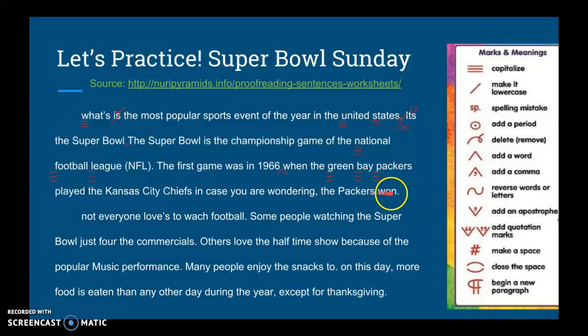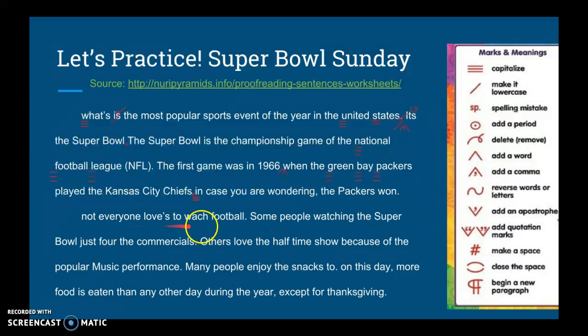In case you are wondering, the Packers won. That kind of sounds like it needs to be a new idea. So what we can do is add a period after Kansas City Chiefs. Now, since we added a period here, what needs to happen to this word? You guessed it, it needs to be capitalized because every sentence starter, like here and here, needs to be capitalized. In case you are wondering, the Packers won. That looks pretty good. All right, now let's move on to the second paragraph.